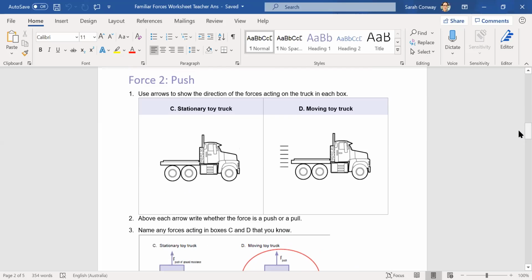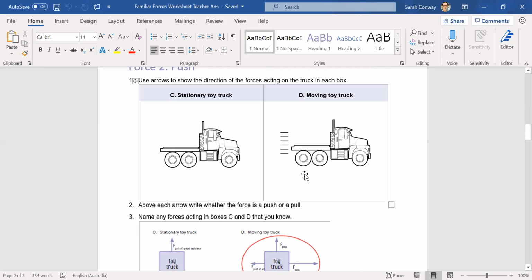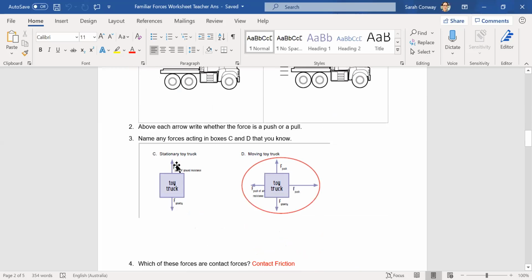Use the arrows to show the direction of the forces acting on the truck on each diagram. Okay, so this is the above arrow. You've got to put an arrow. If you can do that, that's great, but this is a scientific drawing. This is what the stationary truck looks like. The arrows should be equal. You've got one with gravity down the bottom, push of the thing on top. Then when it's moving, you've got the push of it across and the little bit of air resistance, which is less, and gravity.